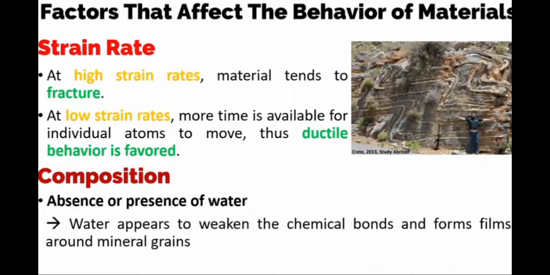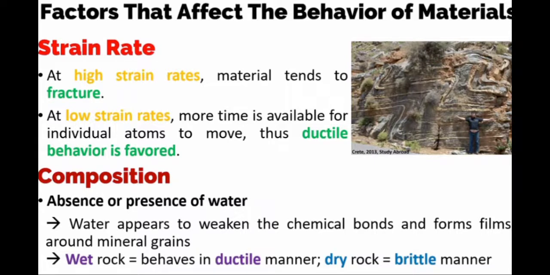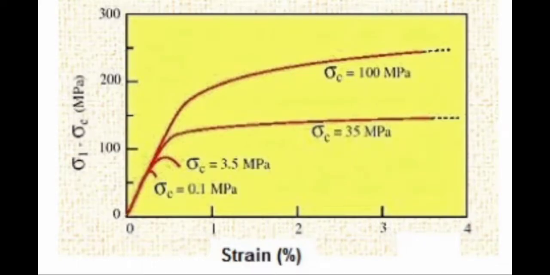Another aspect is the presence or absence of water. Water appears to weaken the chemical bonds and forms films around mineral grains. This causes slippage to happen. Thus, wet rock tends to behave in a ductile manner, while dry rocks tend to behave in a brittle manner. Okay, remember in chemistry, water is the universal solvent. Also, water plays an important role in magma formation, right? So see, it's all connected.